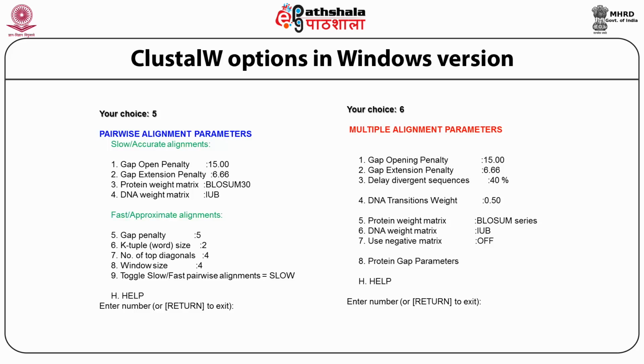If you have chosen the 6, like for example multiple alignment parameters, where the gap penalty is 15, gap extension, all these values can be modified. If you want to modify, or if you want to keep the default parameters, you can keep them and do a sequence alignment and see the results from ClustalW.